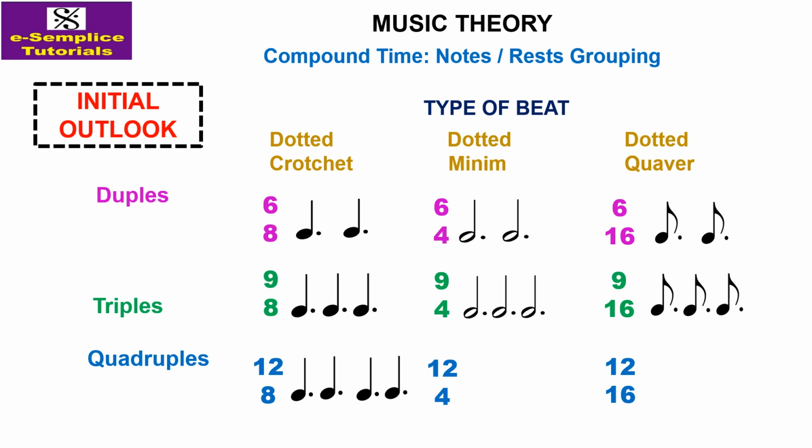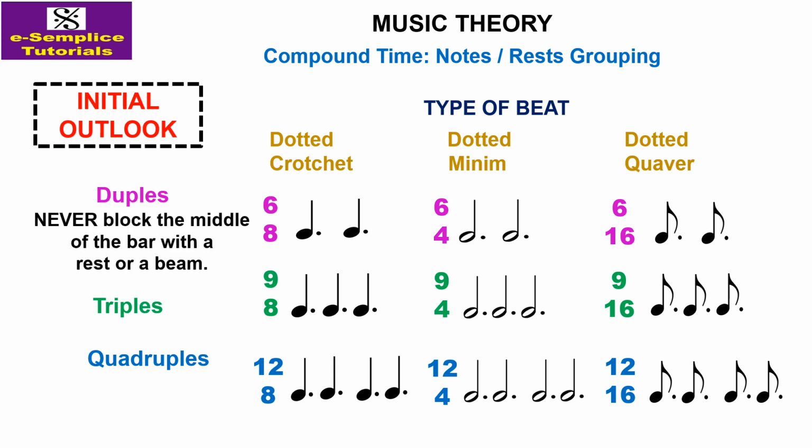12/8: 4 dotted crotchets. 12/4: 4 dotted minims. 12/16: 4 dotted quavers. These are the initial outlook of these time signatures. And if you always remember these initial outlooks, you can walk conveniently and easily through any of these time signatures.